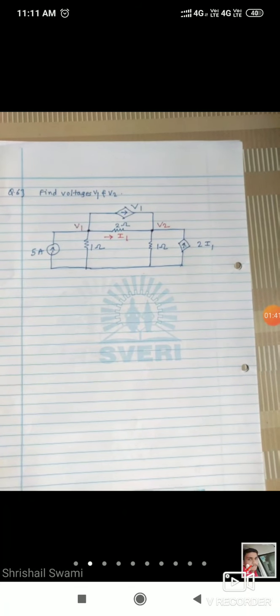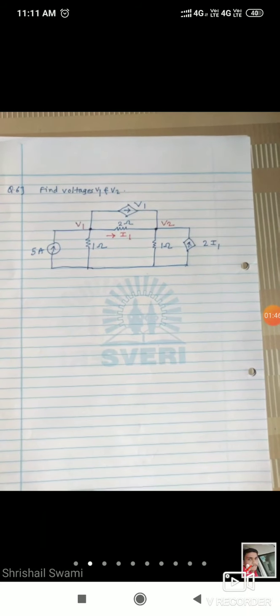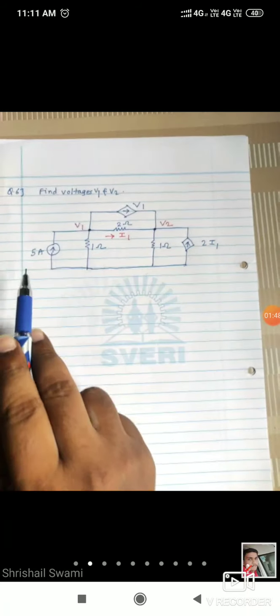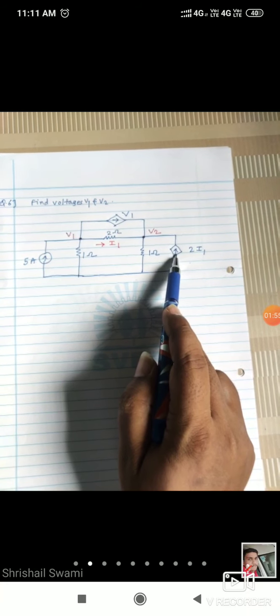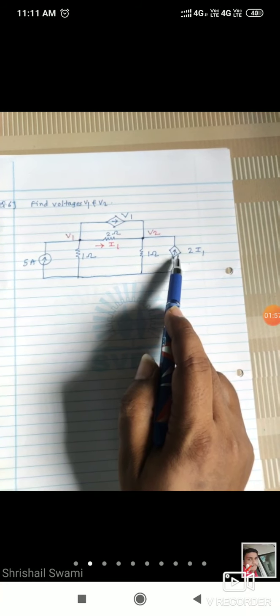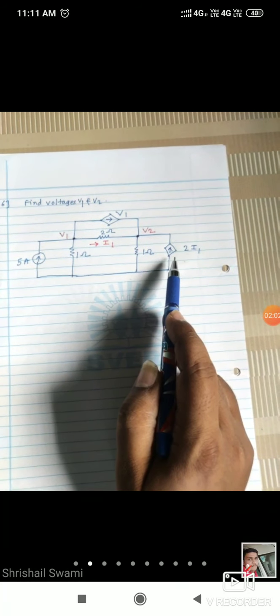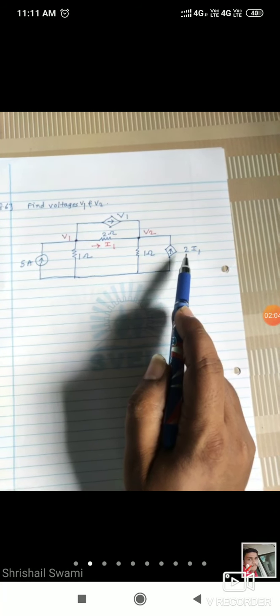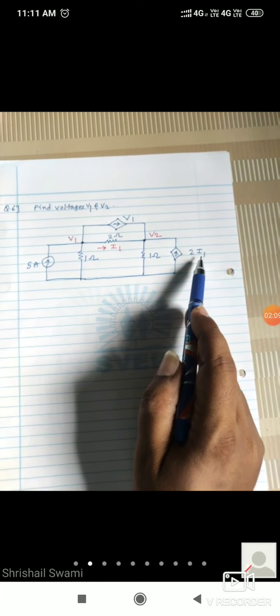So V1, V2 are mentioned, and the current direction of I1 is mentioned. There is a 5 ampere current source, independent source. Here it is a dependent current source because the direction of current is there. That's why it is called dependent. Whenever the diamond shape structure is there, we call it a dependent source. So here a dependent current source is there whose value is 2i1. That means this source's value depends on I1, the current which will flow through the 2 ohm.